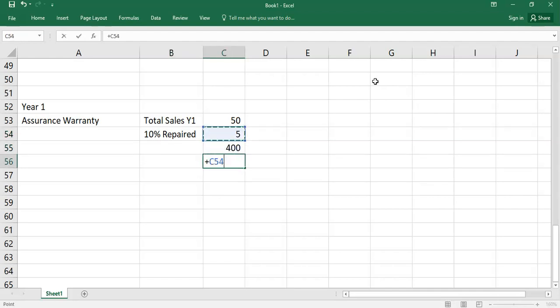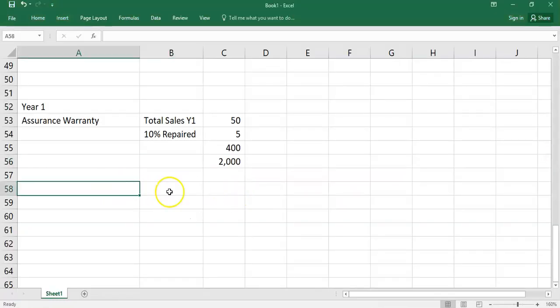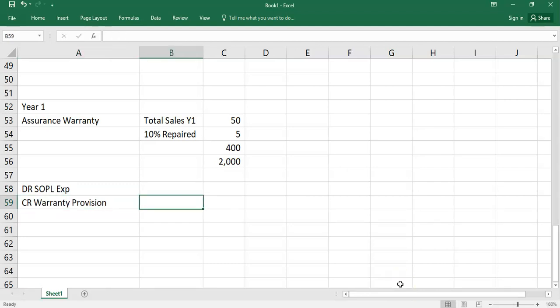So that is 5 times 400, which in this case is 2,000. So your expected warranty costs in the first year, which is the assurance warranty, is €400. So in this case, you are going to debit SOPL expense, credit warranty provision. It's going to be 2,000, 2,000. So that is under IAS 37.